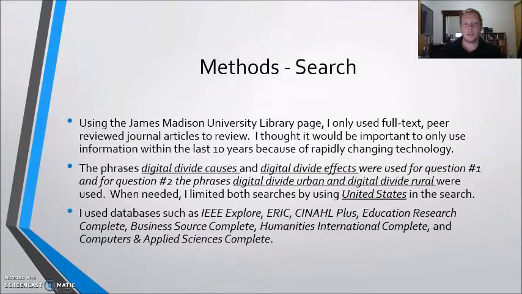Alright, for my methods and my search, I used the James Madison Library page. I only used full-text peer-reviewed journal articles, and I thought it would be important to use information from the last 10 years because of the rapidly changing technology. The phrases digital divide causes and digital divide effects were used for question number 1, and for question number 2, the phrases digital divide urban and digital divide rural were used. When needed, I limited both searches by using United States in the search. I used various databases that you can see listed below.